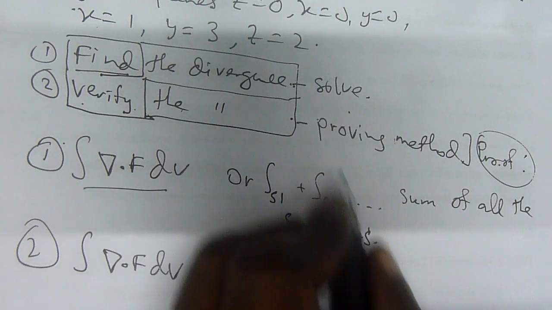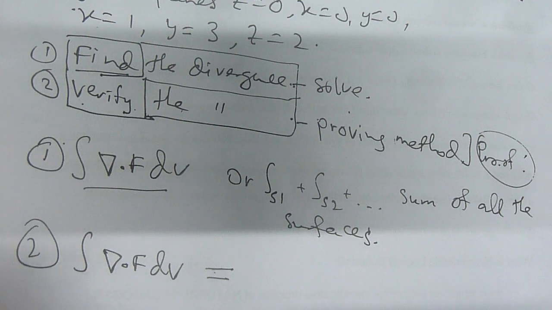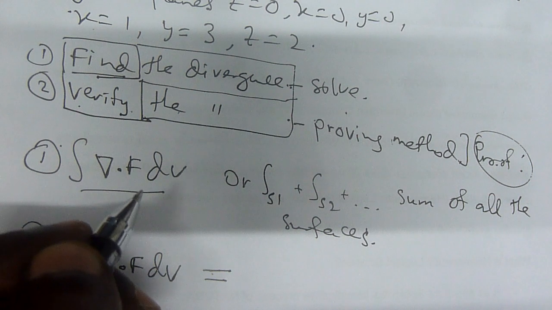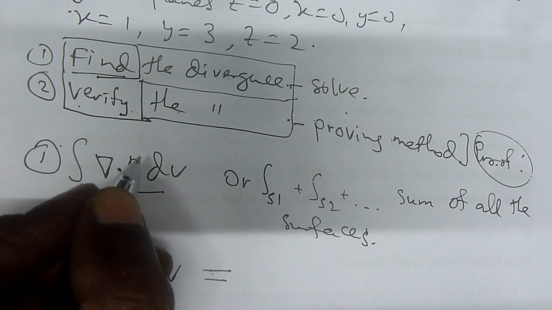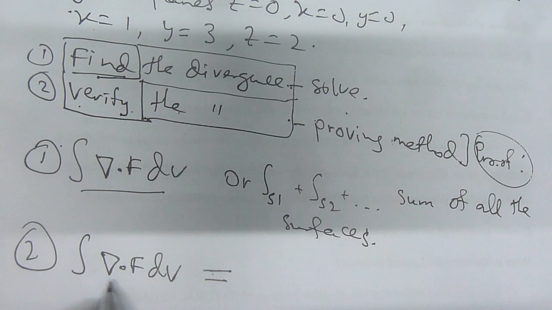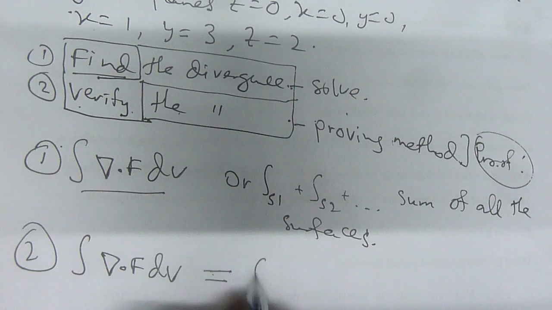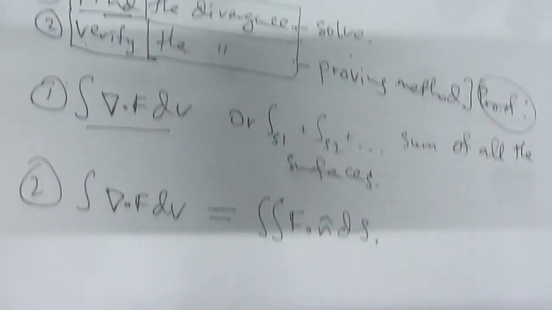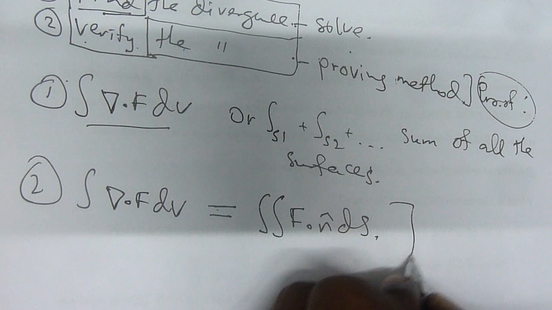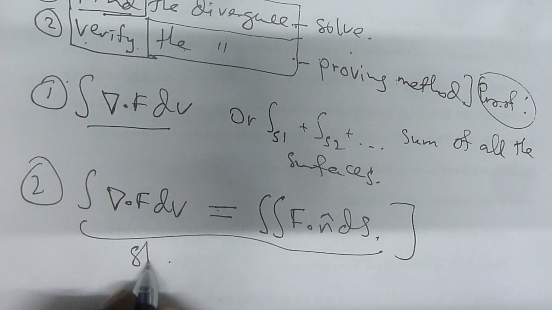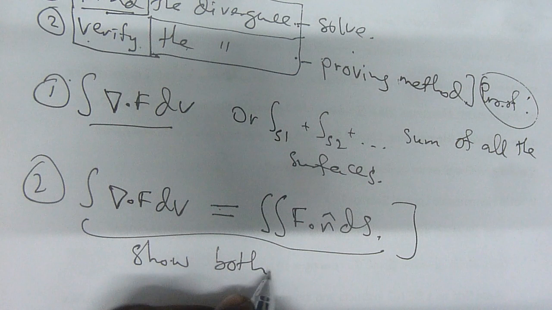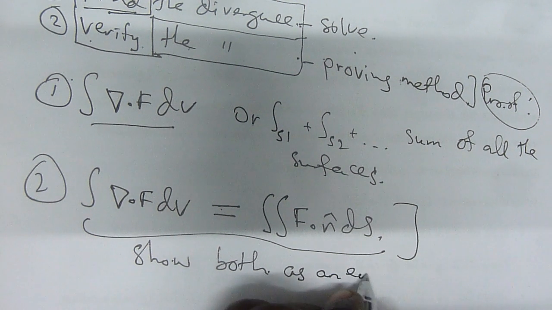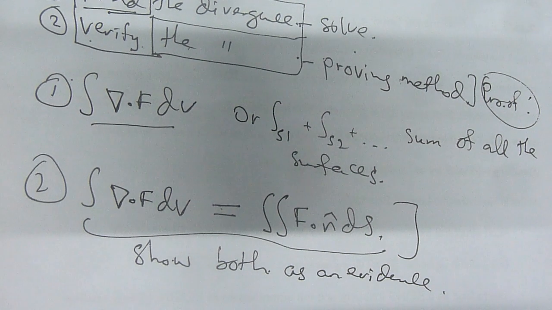In this particular case, you choose any one of these, and you don't need to solve both sides. Instead, you can choose one of them. Here you need to work on both, and you need to solve and show both. Can I say show both as evidence? This is very important.